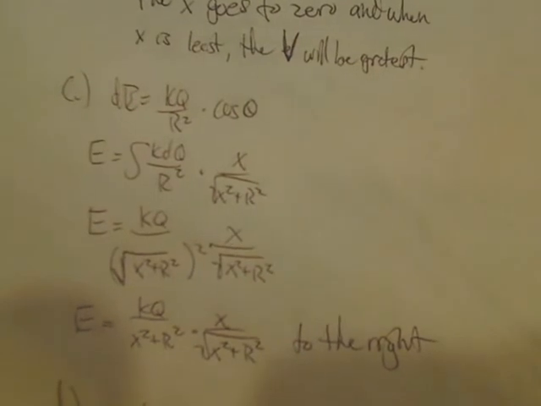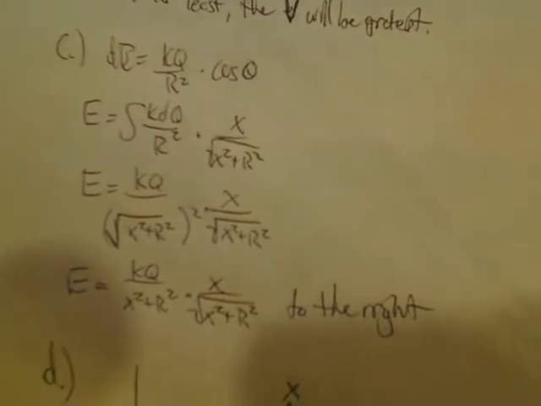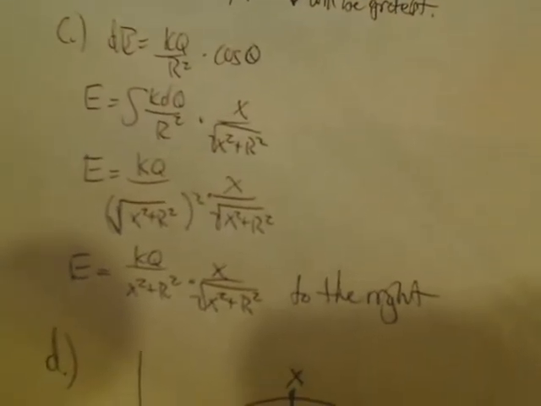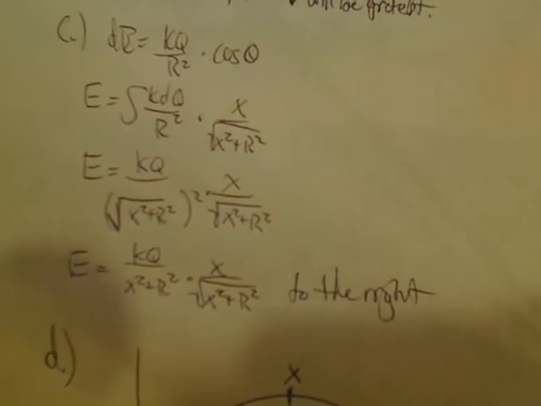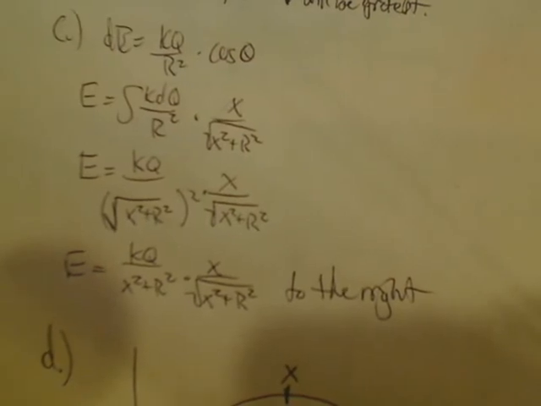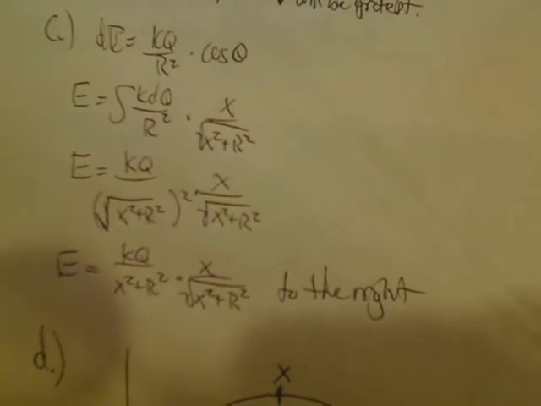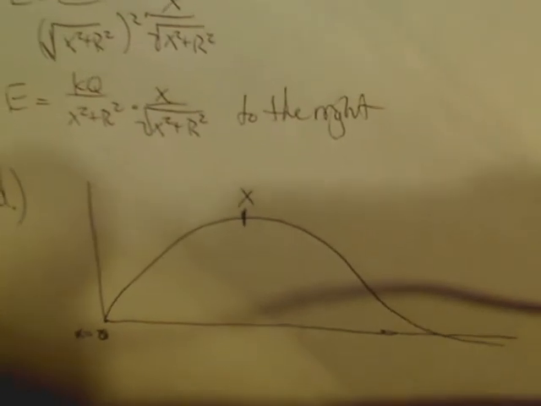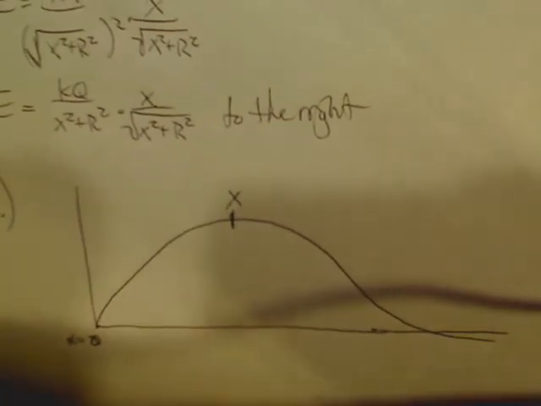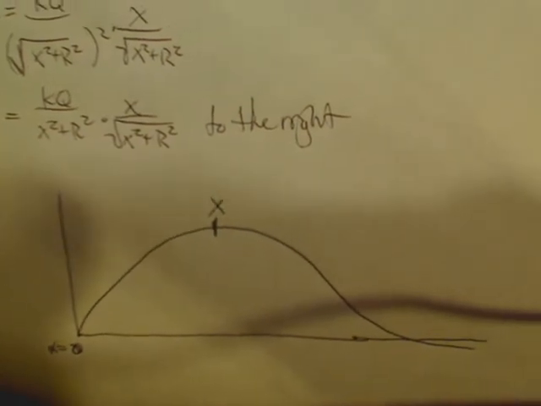C, the magnitude and direction of the electric field. That again will be an integral. So E is going to end up equaling kq over r, which we determined to be x squared plus r squared. So kq over x squared plus r squared, times x over the square root of x squared plus r squared. And that's going to have a direction to the right. And then it asks you to sketch a little graph of E as a function of the distance. So it'll be a bit of a decay curve after it passes point x.